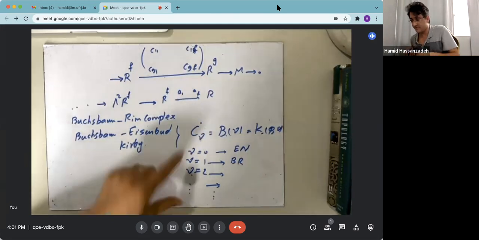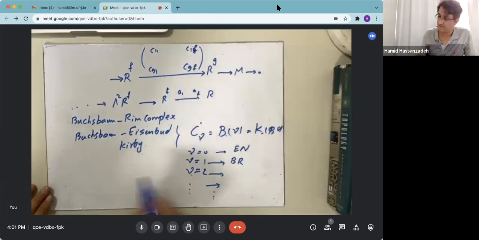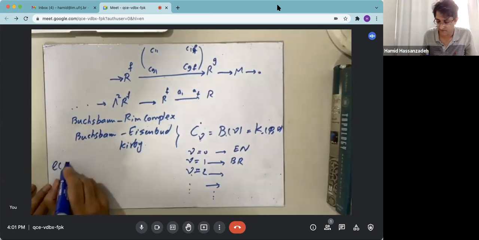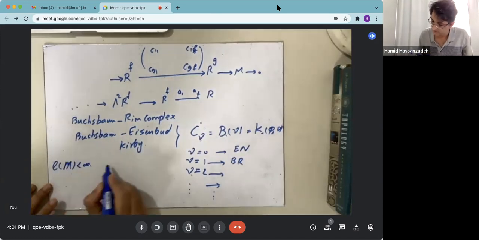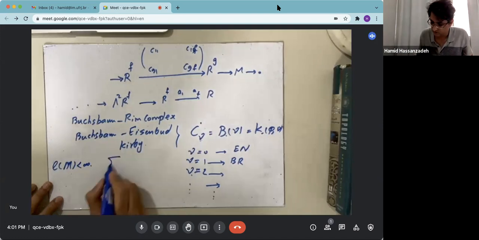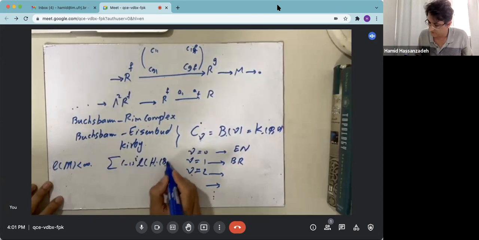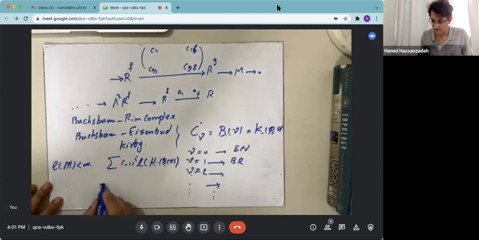So the nice thing about this family is that Kirby proved that when the length of M is finite, then the sum of (-1)^i times the length of the homology of this family of complexes is independent of v.